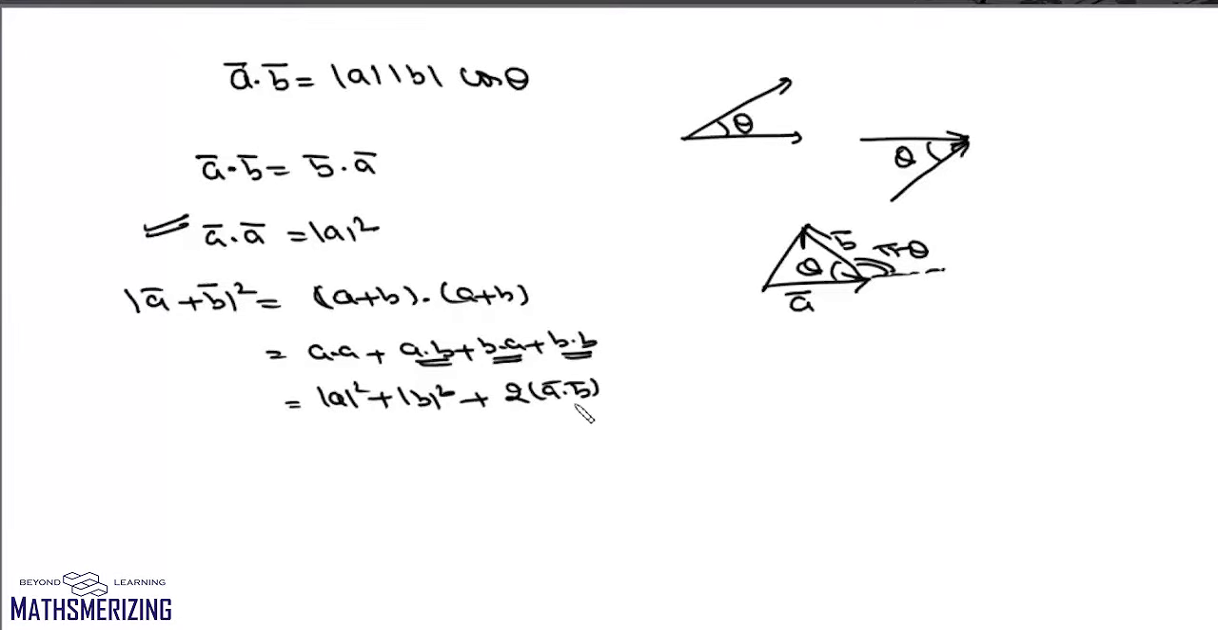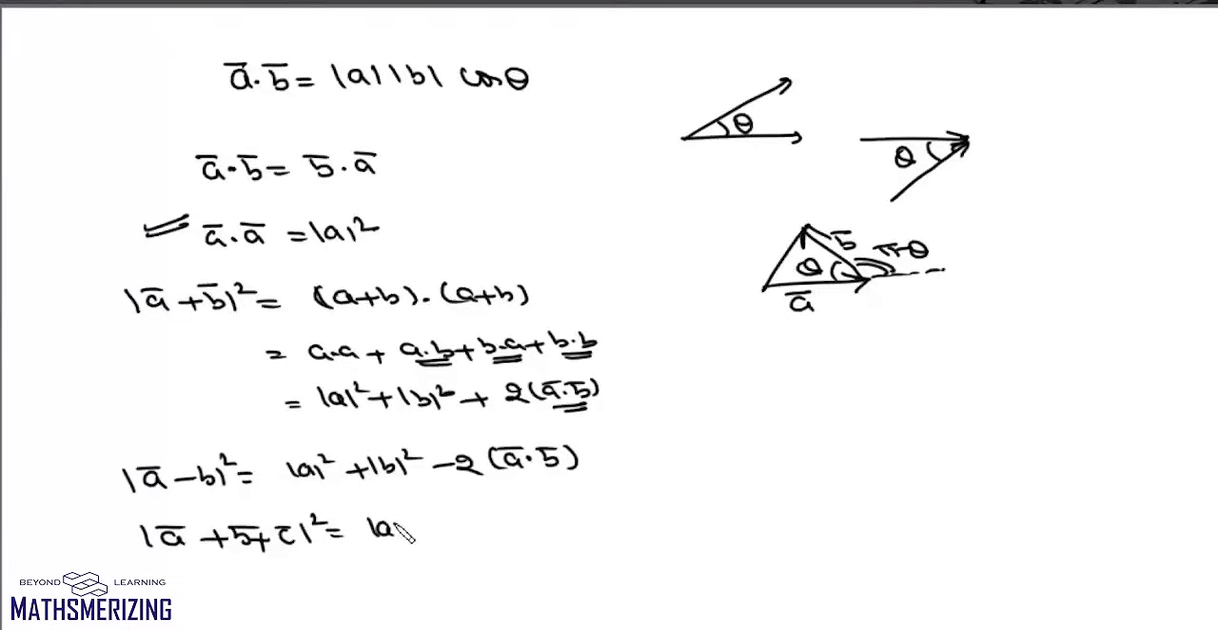So the formula is the same, except that A plus B whole square is A square plus B square plus 2AB, but here it has A dot B. In the same way, suppose we have A minus B square, it will be mod of A square plus mod of B square minus 2 times A dot B. And suppose we have A plus B plus C whole square, it will be mod of A square plus mod of B square plus mod of C square plus 2 times AB, BC, CA. So it will be A dot B plus B dot C plus C dot A.